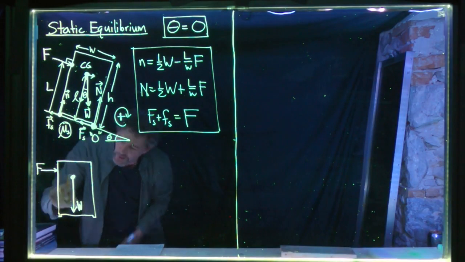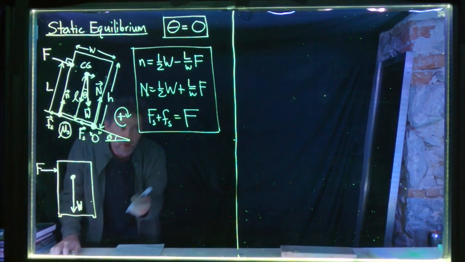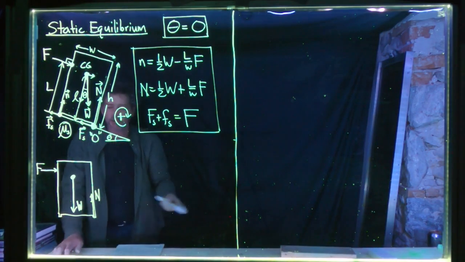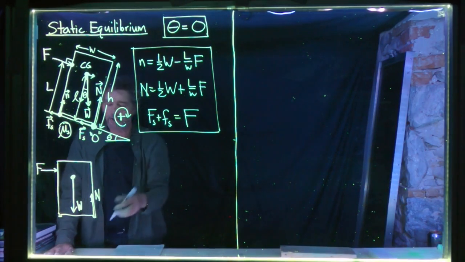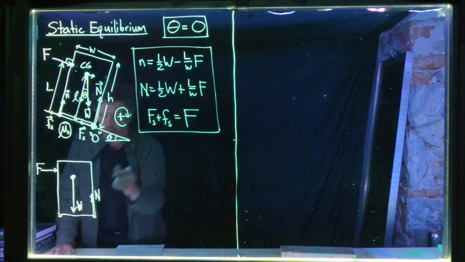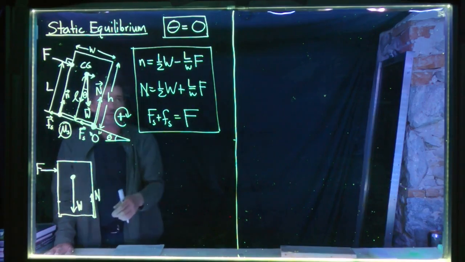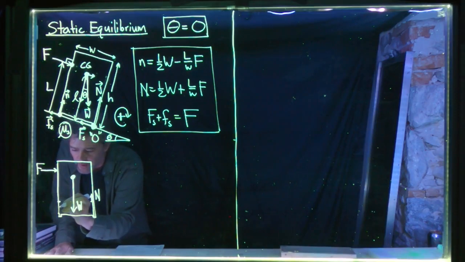So half of the weight is about that long, so it's that long plus a little bit. So that's the upwards normal force being applied on the right leg. The upwards normal force being applied on the left leg is half the weight minus that same term that's proportional to the applied force. So it's a little bit shorter than half the weight. So it looks like that.